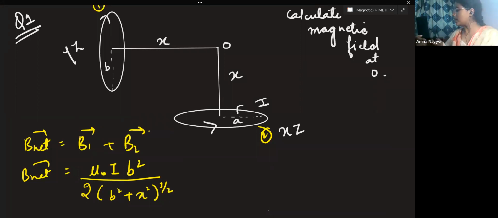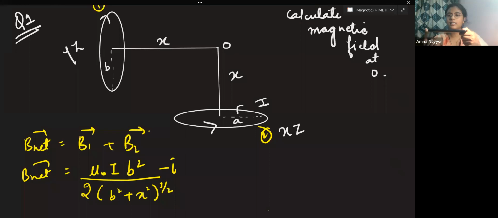And from below the current is coming outwards. Same thing will happen here. If current is moving into the page, I'll curl my fingers like this. The thumb is pointing towards the right hand side. So this becomes minus i cap. Fine class, right hand.